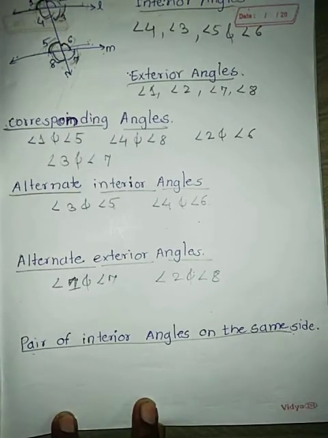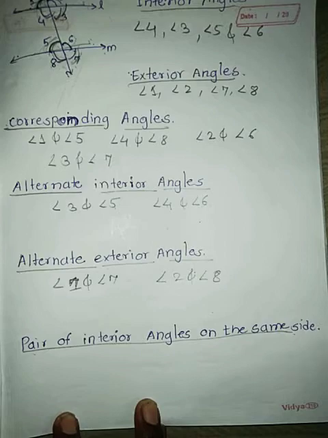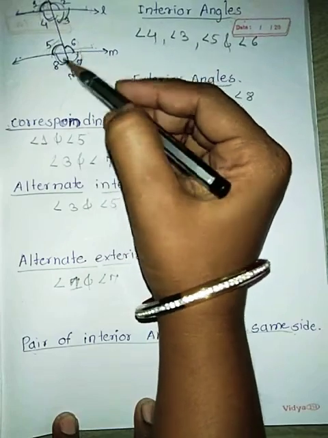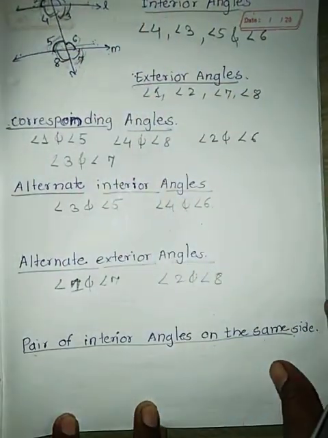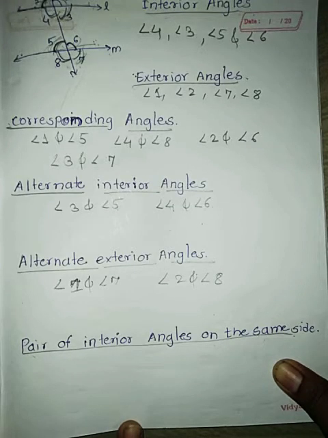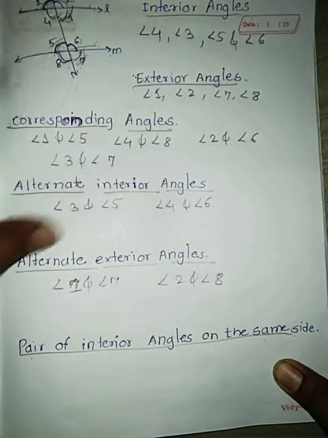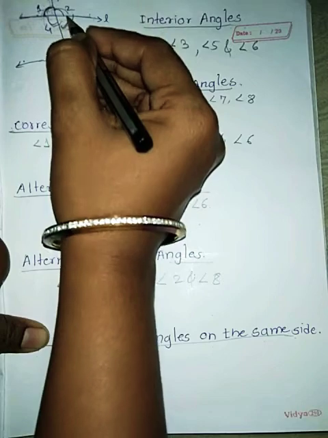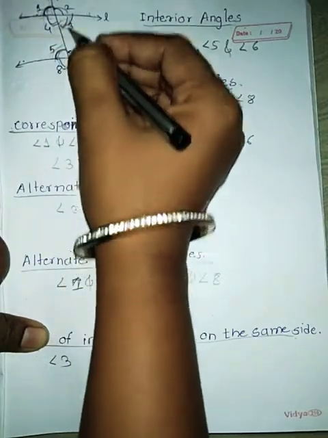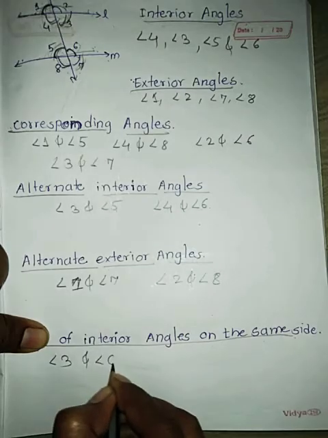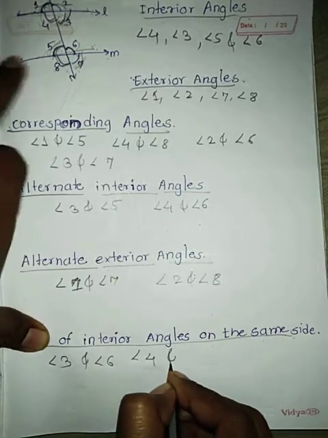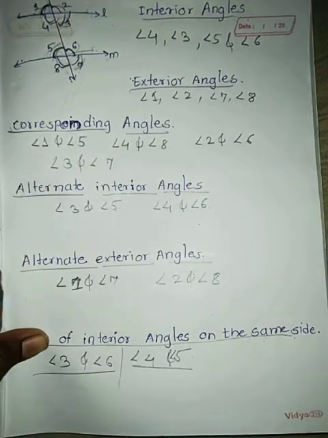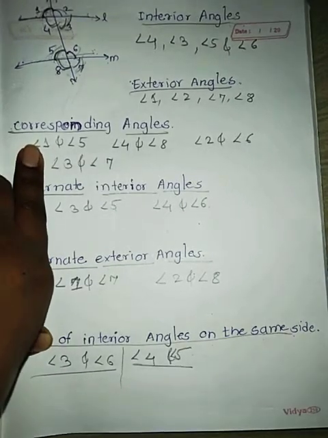Now next is pair of interior angles on the same side. See, this is 3 and 6, and 4 and 5. Interior angles are these, and this is a pair. Pair means two angles on the same side. So angle 3 and angle 6, and angle 4 and angle 5 are the pairs of interior angles on the same side.